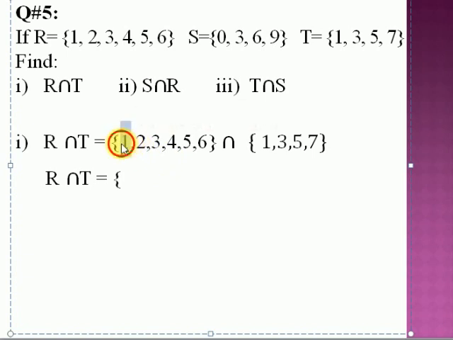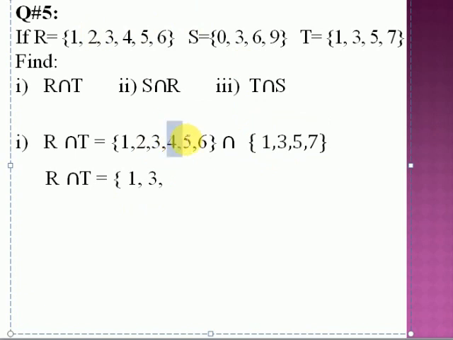First element 1. Now we will go towards set T. Is 1 present in the other set? Yes, 1 is here. So 1 is a common element. We will write here the common element. Now move forward towards 2. Is 2 present in the other set? No, 2 is not here. So 2 is not a common element. Move forward towards 3. Is 3 present in the other set? Yes, 3 is here. So 3 is a common element. We will write here 3.